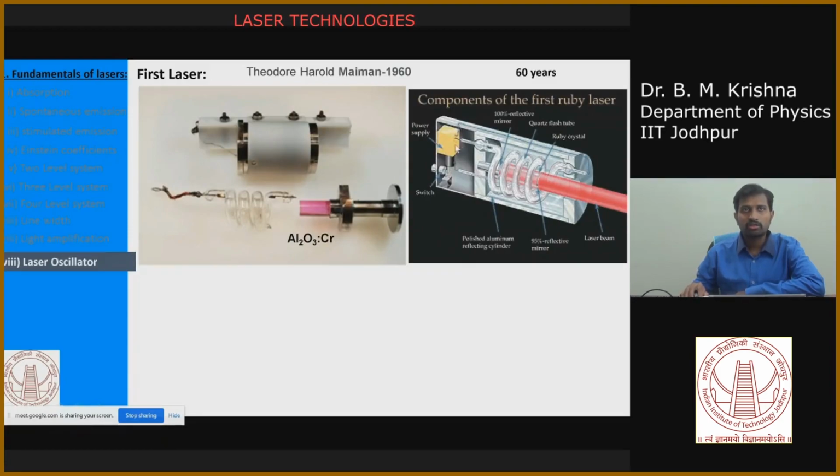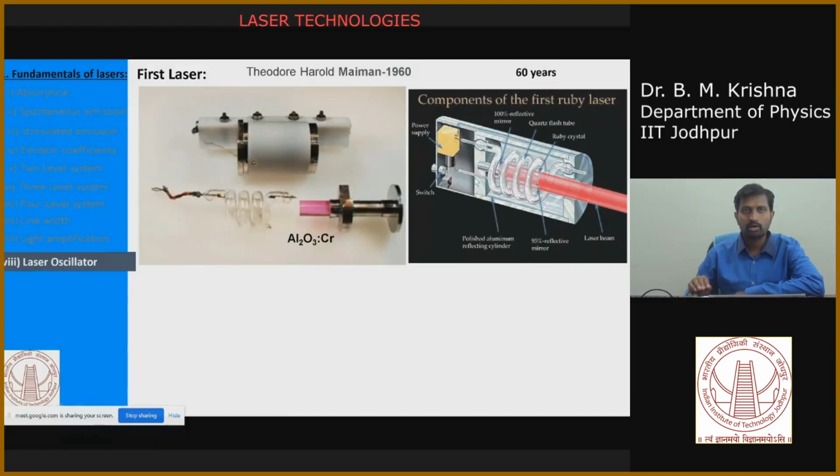And this is the cross-sectional view of the first ruby laser. You can see here the parts assembled. So you have a lamp and you have the crystal, and the crystal's plane sides are coated with silver, so that one side is fully reflective and the other side is partially reflective. And this is the power supply to turn on your lamp.